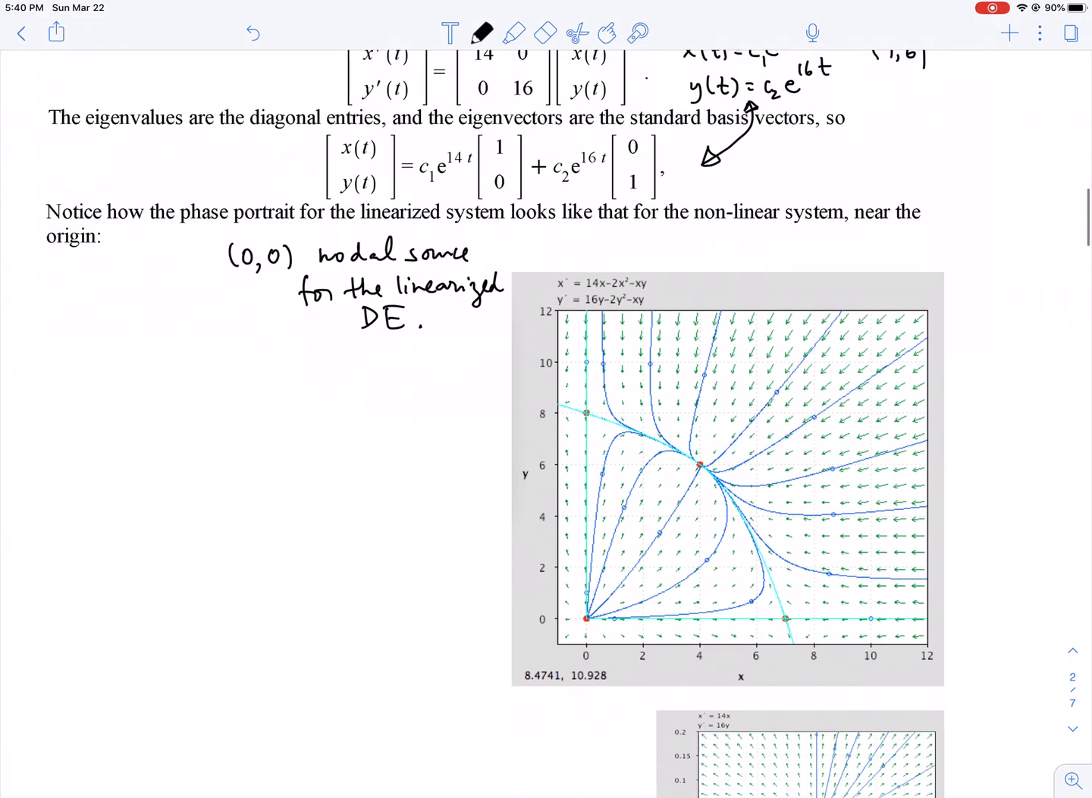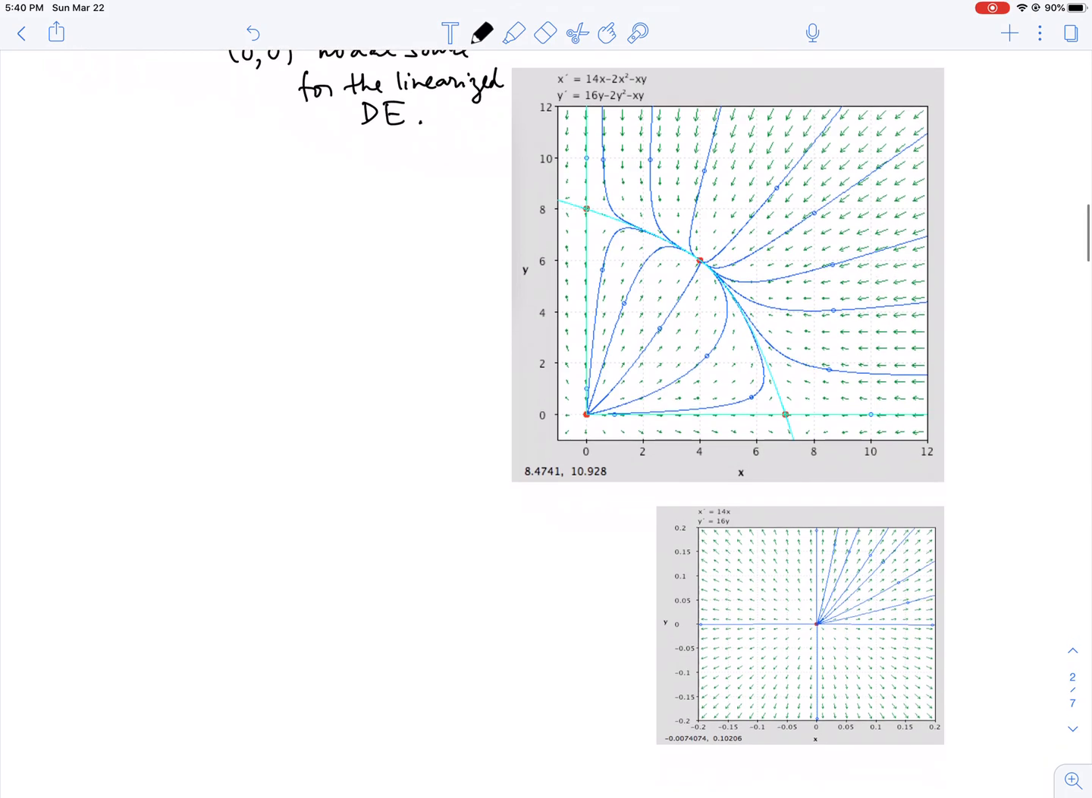And in this picture here, the bottom picture is the phase plane for the linearized DE.